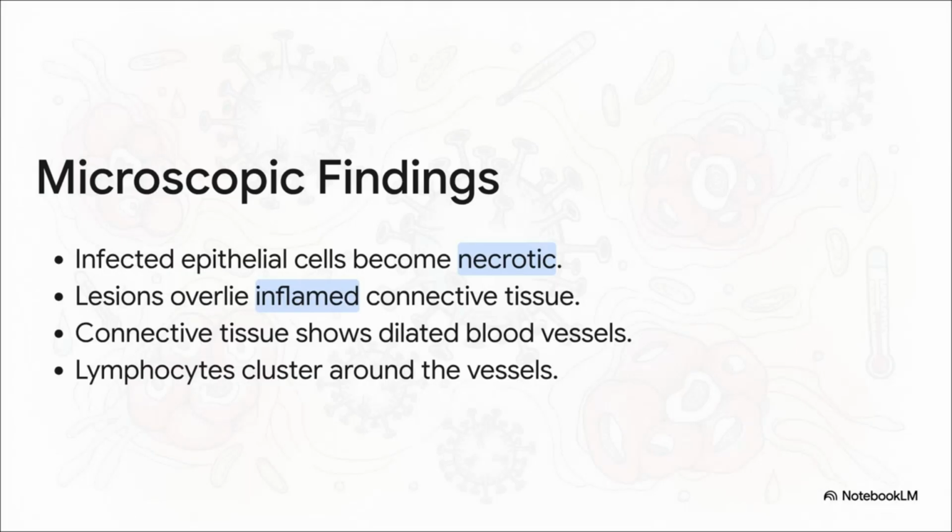So if we did put it under a microscope, what would we see? Well, you'd see the virus just wrecking the epithelial cells. They become necrotic, which is what creates that ulcer. And underneath that mess, the tissue is all inflamed. The blood vessels are swollen, and you've got this classic calling card of a viral infection: a bunch of lymphocytes hanging out around those vessels. It's a textbook viral response.